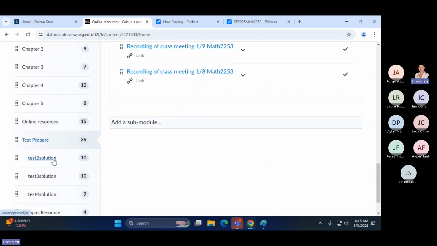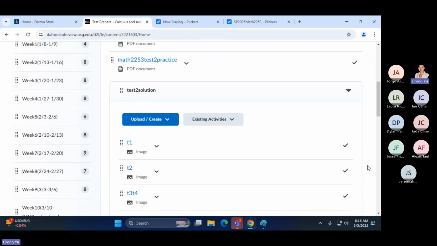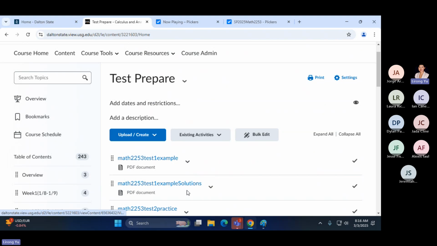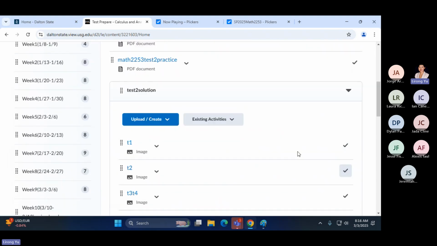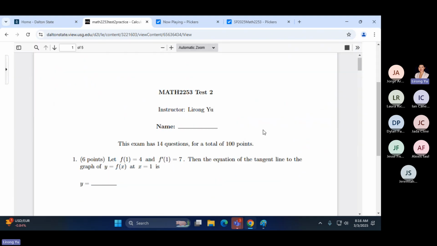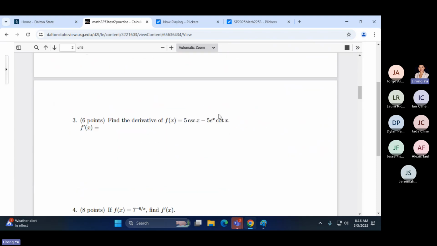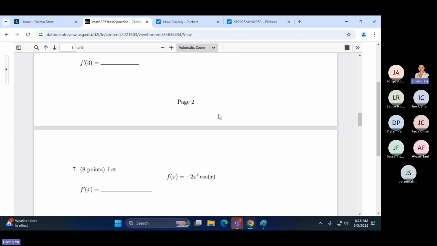All right, the test preparation is a folder where I was trying to store all the past test related material. So we have an example for test 1 and then the solution for test 1. And then there's an example for test 2, which was an example that I showed last week. Most of these questions and the tests are similar to our homework questions. If you've done the homework, they should look kind of familiar.